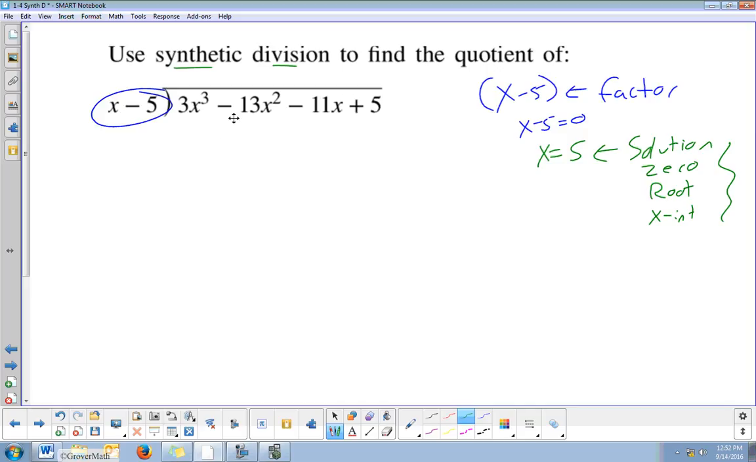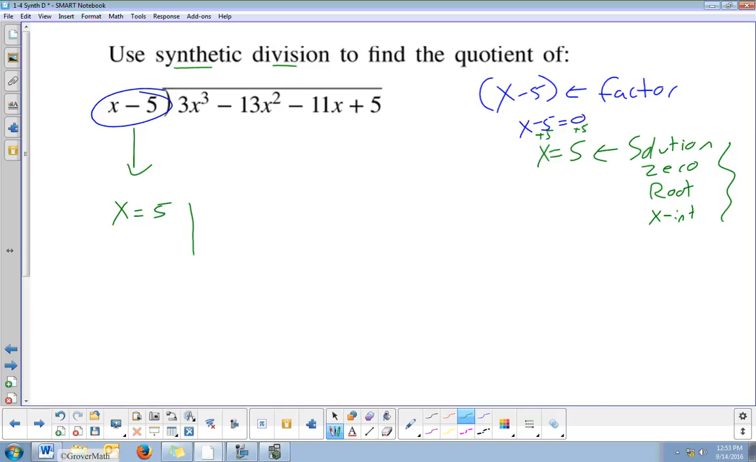So if I want to do this with synthetic division, I have to turn the x minus 5 into x equals 5. And it's very easy. Just set it equal to 0 and do what you have to do to solve for x. In this case, we had to add 5 to both sides, and that's why it's a positive 5 on the right. So that is the solution, or the root.